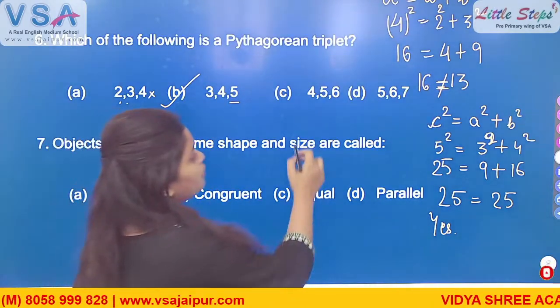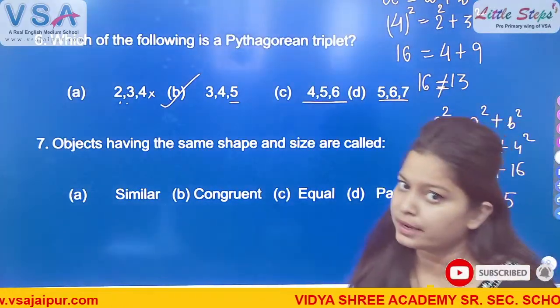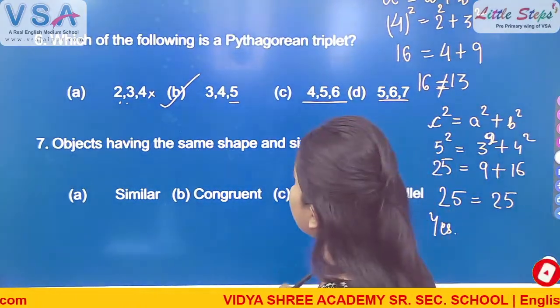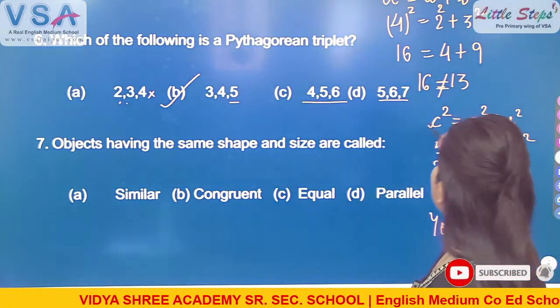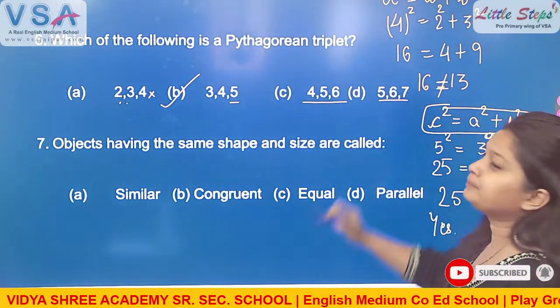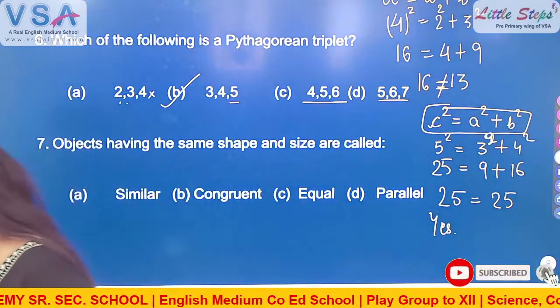You have to do the same with C and D. In C and D, use the same Pythagorean triplet relation and check. If equal, then yes, they are a Pythagorean triplet. Okay? You just need to know the Pythagorean triplet, that is C square equals A square plus B square.